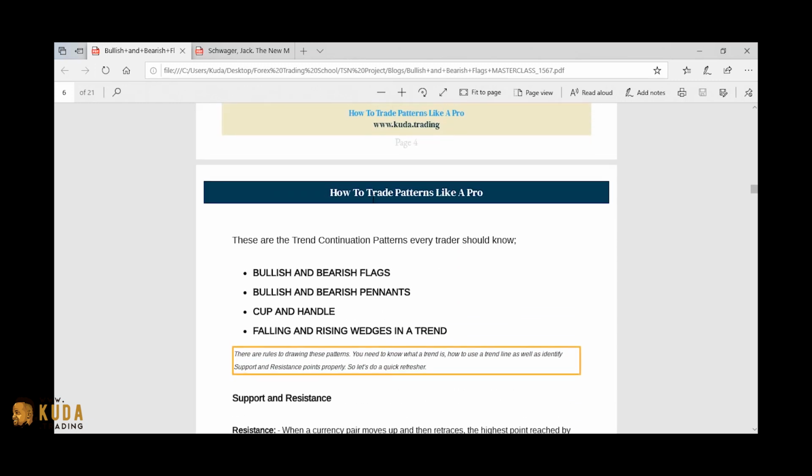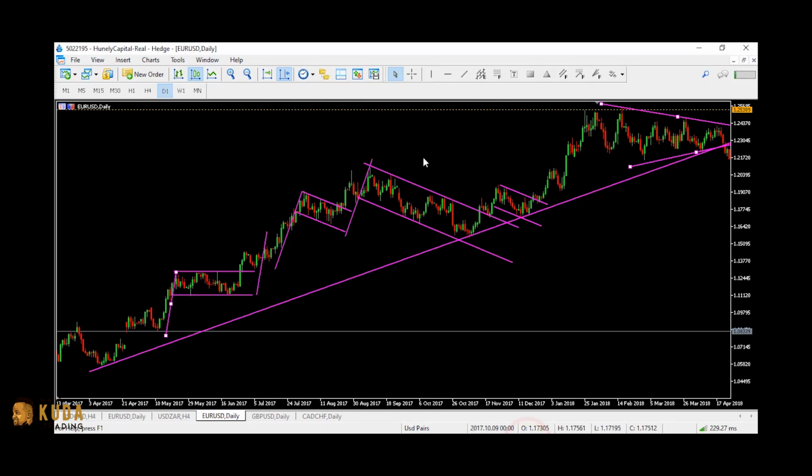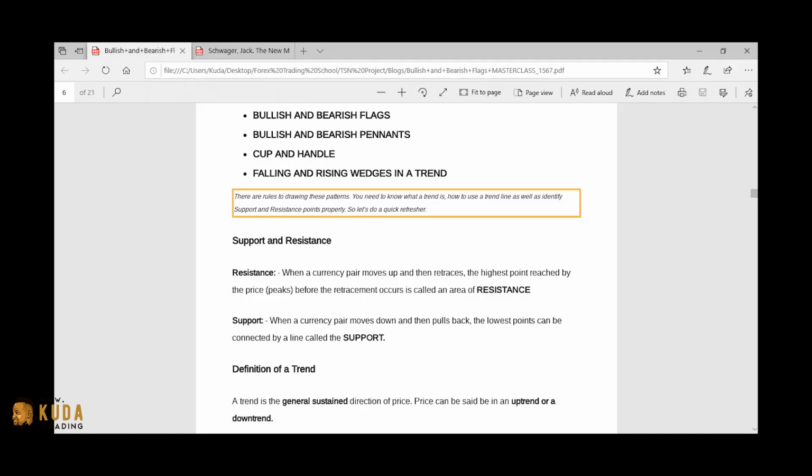Now what you want to know about flags: the trend continuation patterns that you should know are bullish and bearish flags, bullish and bearish pennants, cup and handle, falling and rising wedges in a trend. I'm going to focus more on bullish and bearish flags today. We won't have enough time to cover all the trend continuation patterns, but remember, in order to draw and identify these properly, you need to understand what support and resistance is, and you need to be able to draw your trend lines correctly, guys. Come on, this is so important. A lot of people draw trend lines incorrectly. They'll be cutting through wicks, and that's the worst thing you can do, because if you have to force the trend line to fit, it's never a good idea.